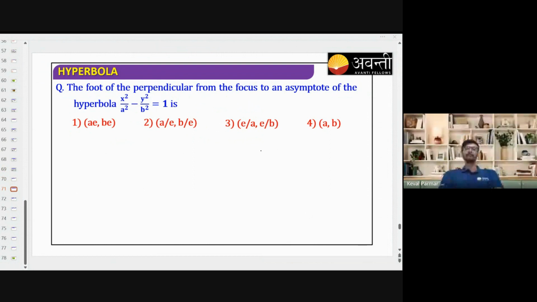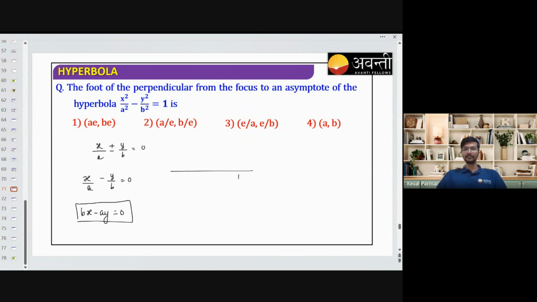The foot of the perpendicular from the focus to an asymptote of the hyperbola. What will be the asymptote? The asymptotes of the hyperbola are x upon a plus minus y upon b is equal to 0. Let's say we take the minus one. So x upon a minus y upon b equals 0. That means bx minus ay equals 0 is the asymptote.